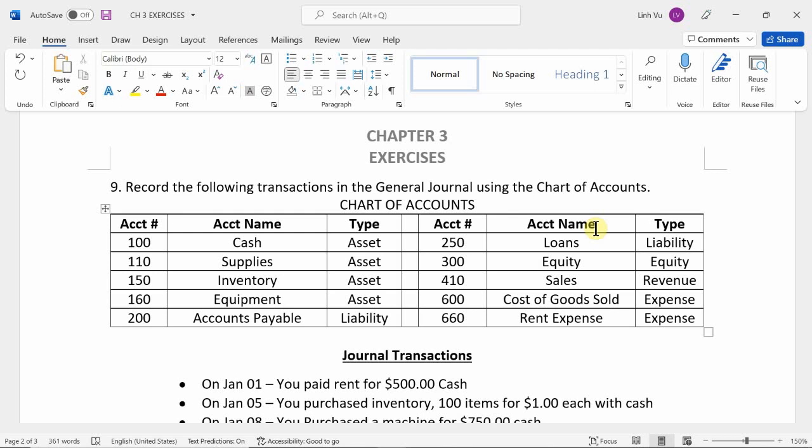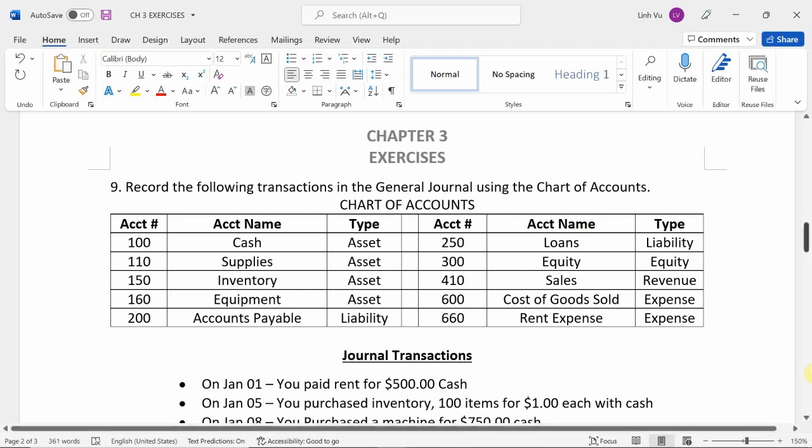So here we've got your assets first, which is your cash, your supplies, inventory and equipment. You have a liability called accounts payable. You have another liability for loans. You have equity. You have sales, cost of goods sold, which is an expense, and you have your rent expense. And then they all are coded with account numbers. So this is your business chart of accounts.